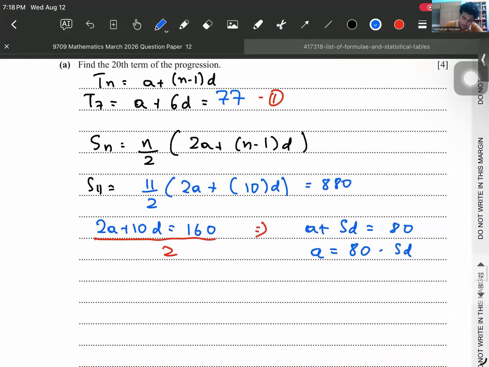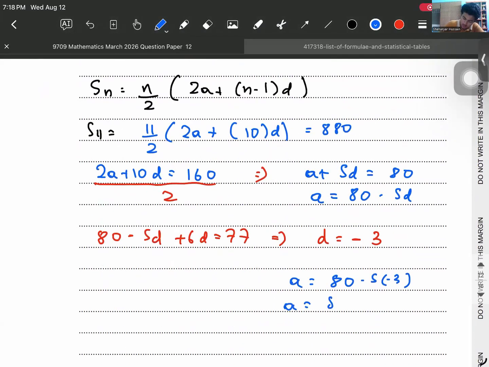Let's plug that into the first equation. So we get 80 minus 5d plus 6d equals 77. Solving this further, we get d equals negative 3. And then using this equation, a equals 80 minus 5 times negative 3, so a equals 80 plus 15. A equals 95. These are your answers.